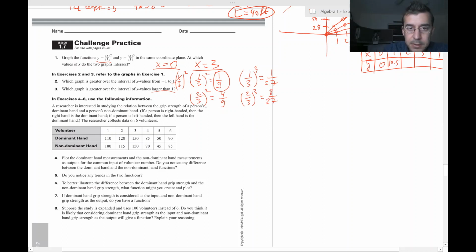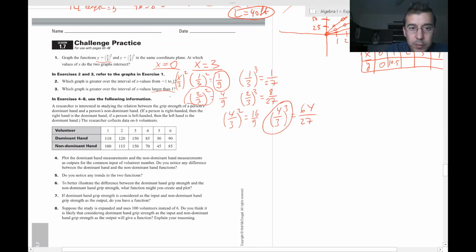So this one is larger, right, for 2. But let's try, well, for 3 we know it's going to be the same. Let's try for 4. If it's 4 over 3 squared, it's going to be 16 over 9, and the other one would be 4 over 3 cubed, or that's going to be 4 times 4 is 16, times 4 is 64. So this one is larger. So we can say that it's larger than 1.